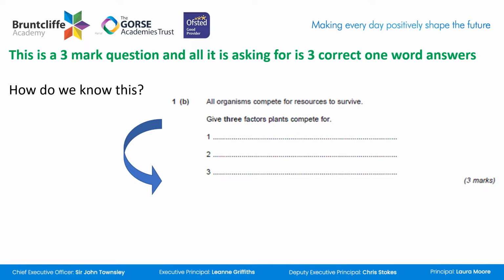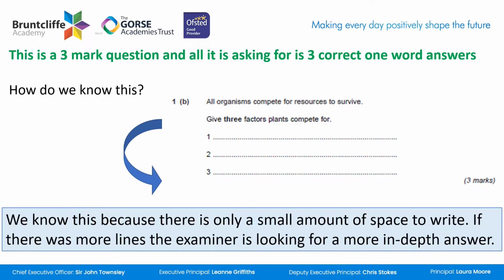Now, this is another type of question. This is a 3-mark question, and all it is asking for is 3 correct one-word answers. But how do we know this? If you look at the question, all organisms compete for resources to survive. Give 3 factors plants compete for.